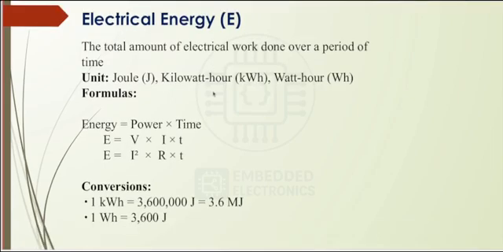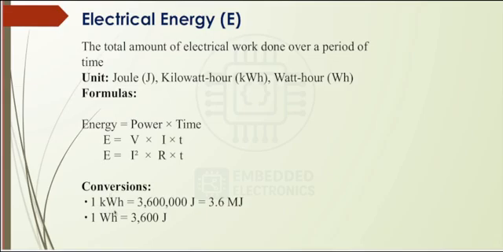Next is the electrical energy. Energy means how much work you have done over a period of time. That is nothing but your energy. Electrical energy means the total amount of electrical work done over a period of time. The unit of electrical energy is joule, kilowatt hour, watt hour. This is the formula: energy equals power into time. Time means T, power means V into I, right? Substitute V equals IR, then you will get this formula.